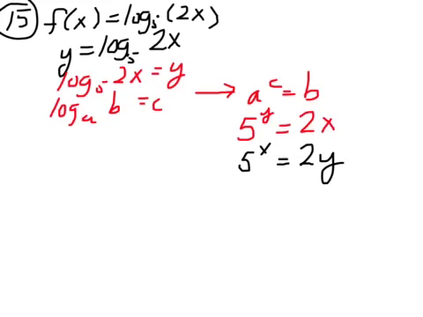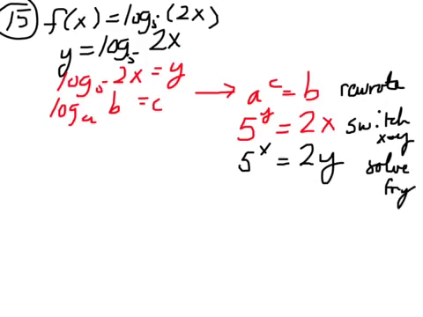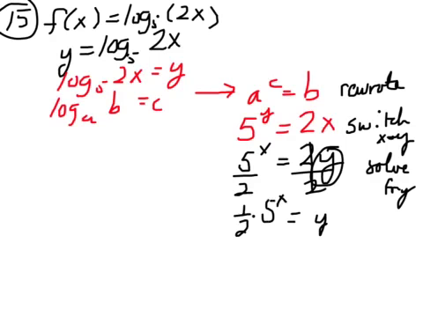So I switched the X and the Y after I rewrote it. So I'll put rewrote, switch X and Y, and then the last step is solve for Y, which is not too hard to do. All I've got to do is divide by 2. I would probably write it this way, 1/2 times 5 to the X power. It's the same thing as 5 to the X power divided by 2, multiplying it by half.